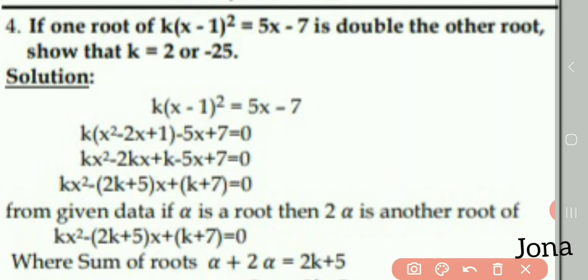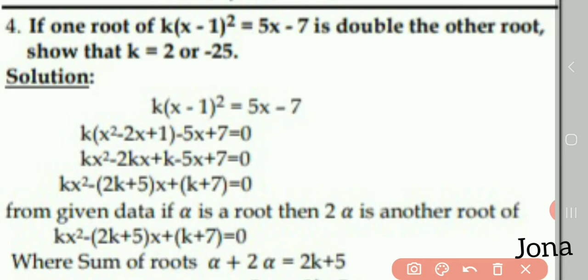So here the x square term is kx square, and here we have x terms, so take x as common factor. So I have minus 2k and minus 5, we can take minus also outside there. So 2k plus 5 in the bracket of x, plus the remaining thing we have k plus 7, that is the constant term here, is equal to 0. So now this is the required polynomial.